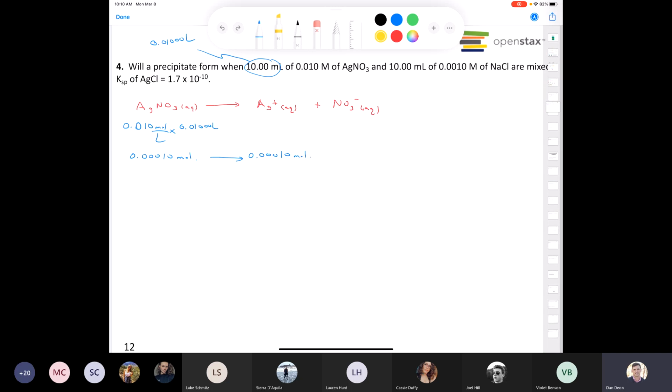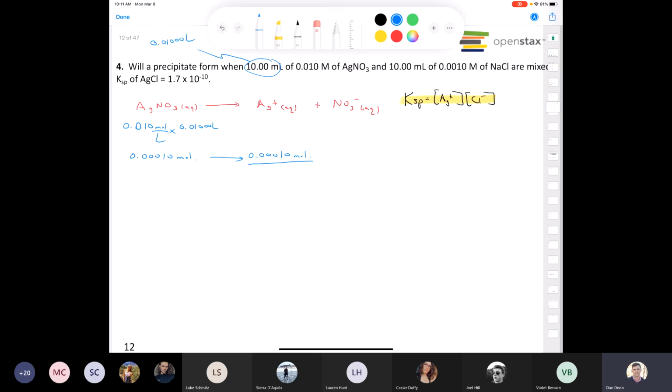Now, the Ksp of my silver chloride is going to be equal to the concentration of silver ions times the concentration of chloride ions. The reason I didn't write out that silver chloride is in equilibrium with silver ions and chloride ions is because we made this equilibrium expression earlier today on another question. Now, I'm looking for the concentration of my silver ions. This is the number of moles, but concentration is equal to number of moles divided by volume. So I have to divide this by the volume.